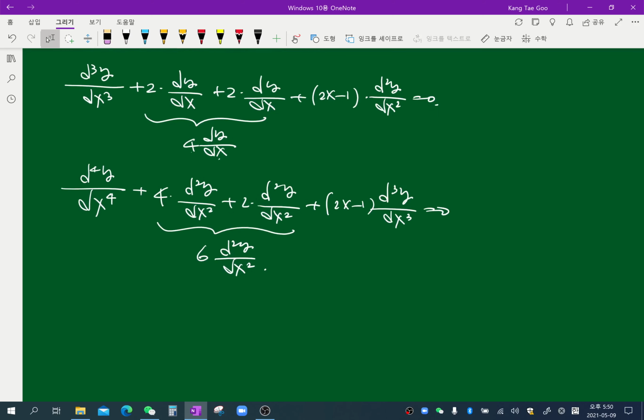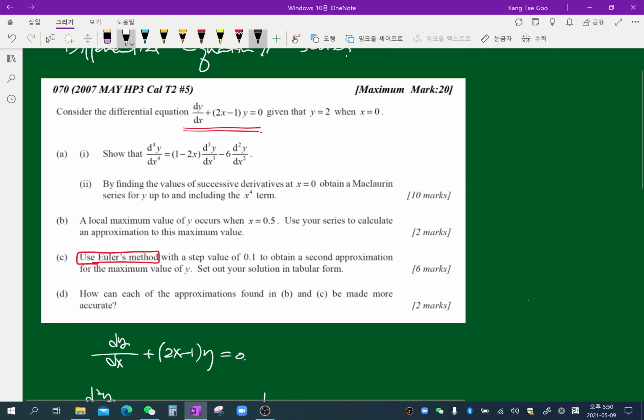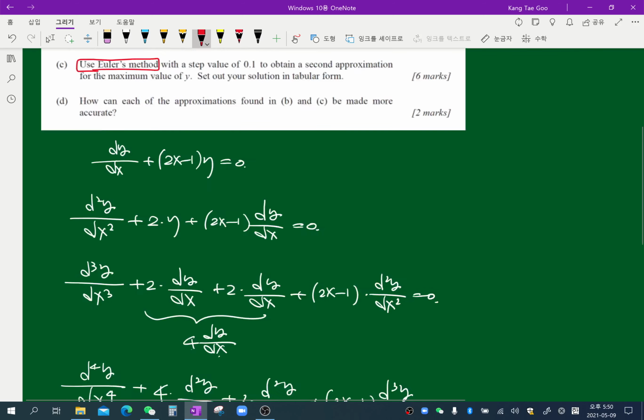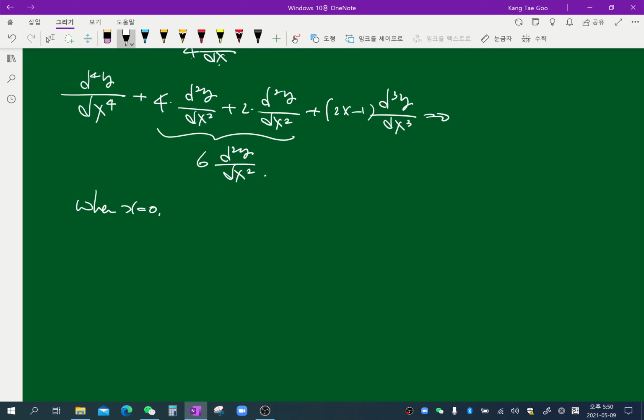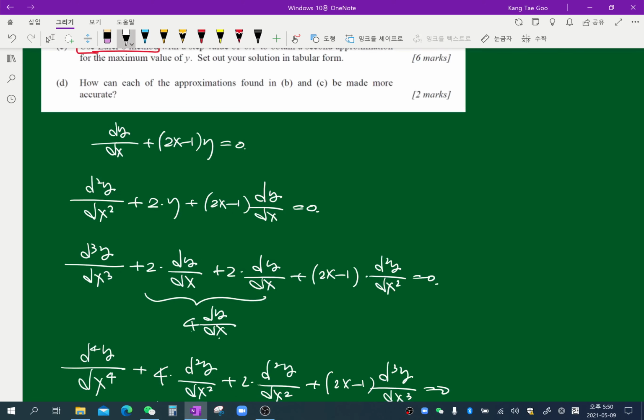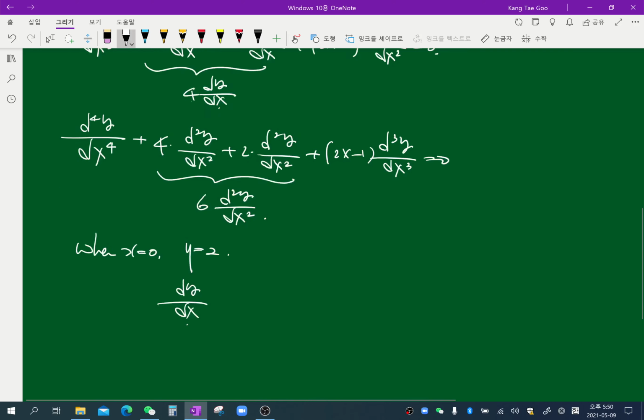In order to construct the Maclaurin series, when x is 0, the question gave you the initial condition y is 2, right? So we know y is 2. And then dy/dx we can calculate from here, right? x is 0 and y is 2. Once we plug this in, then dy/dx goes to be 0 minus 1 and then 2, so that there is 2.